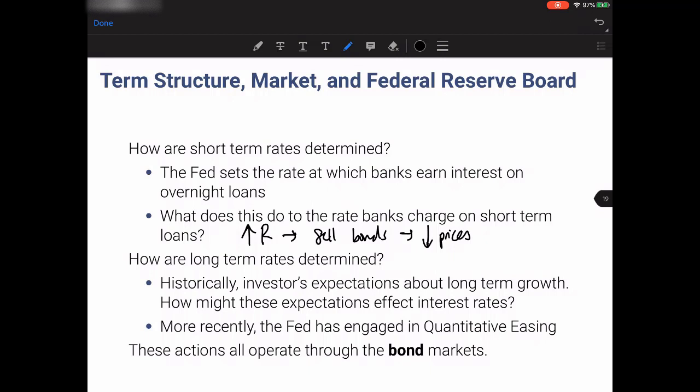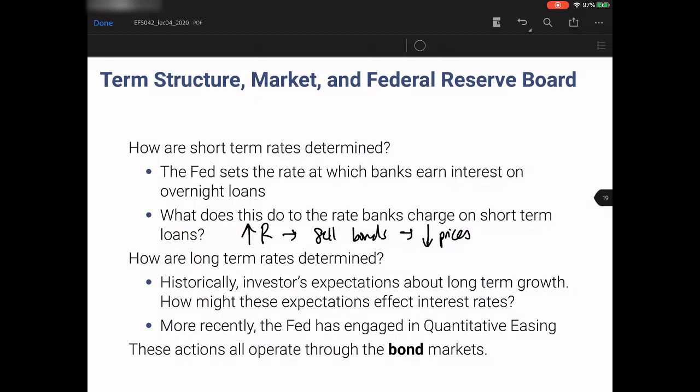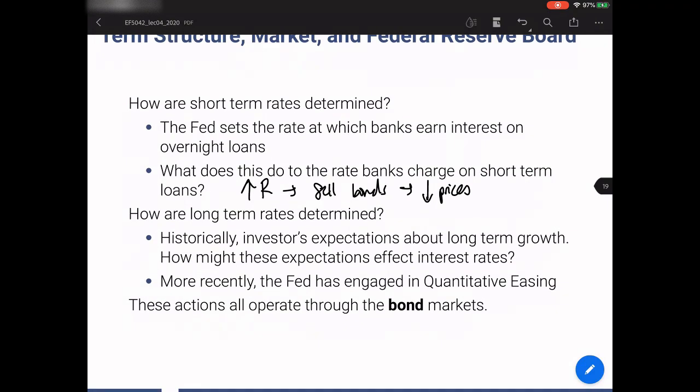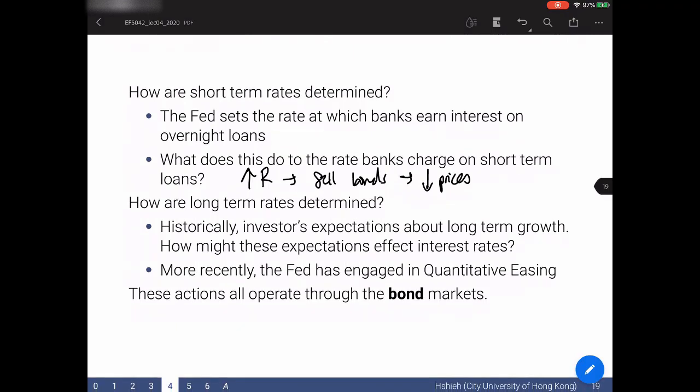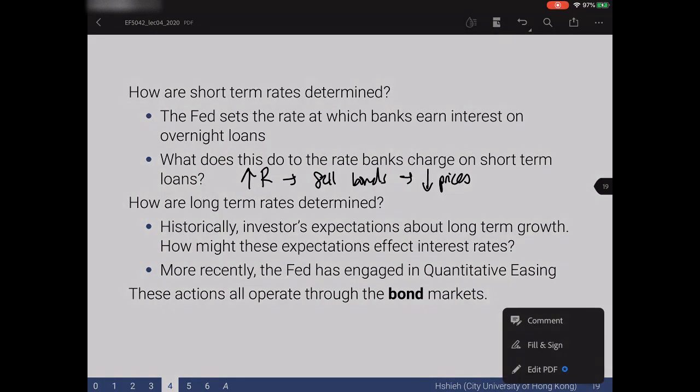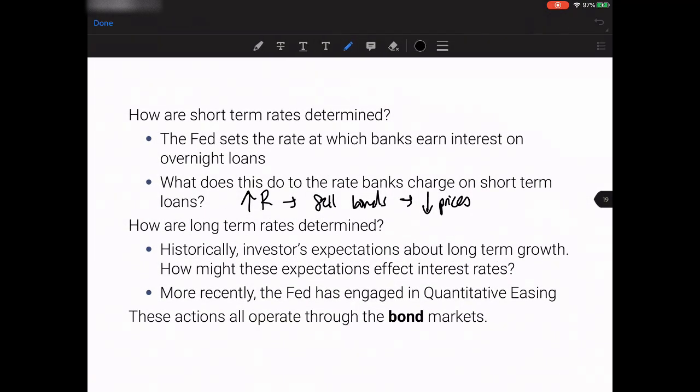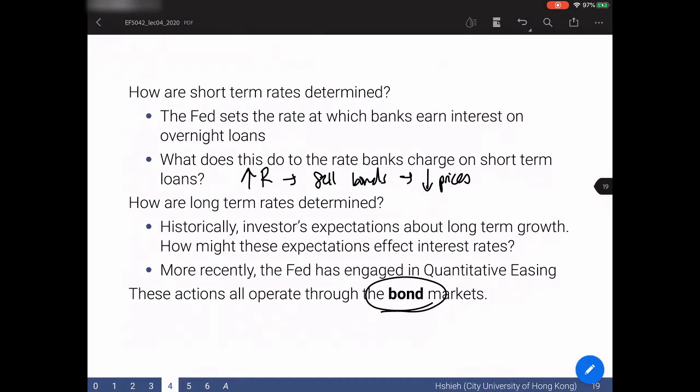And as I discussed in the previous slide, investment expectations are important to determining long-term growth, and therefore that's going to be reflected in the interest rates that are demanded or assessed by the open markets. And as I stated already, this is all done through the bond markets. And so that is the next topic of our discussion.